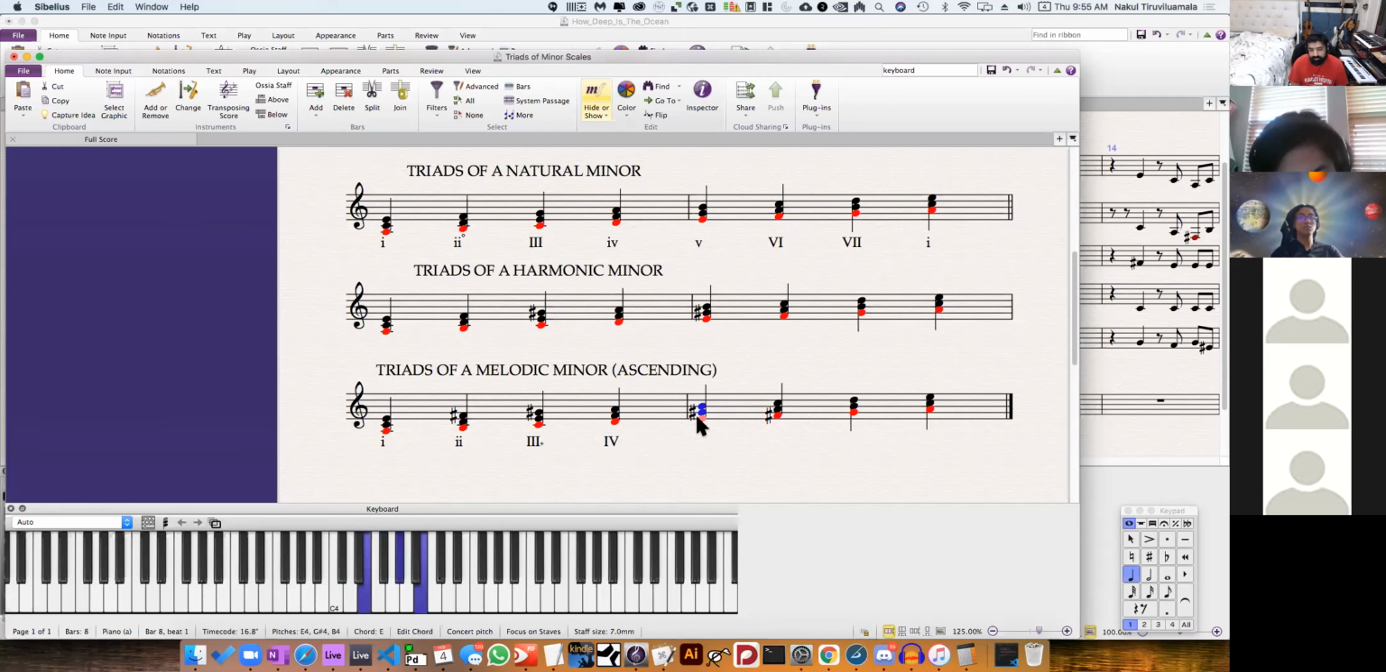Then this. Also, I'm hoping that you're starting to hear these differences. Hopefully you're thinking about these chords and hearing them as major or minor. And there are some ways that you can differentiate major and minor in terms of how they sound.